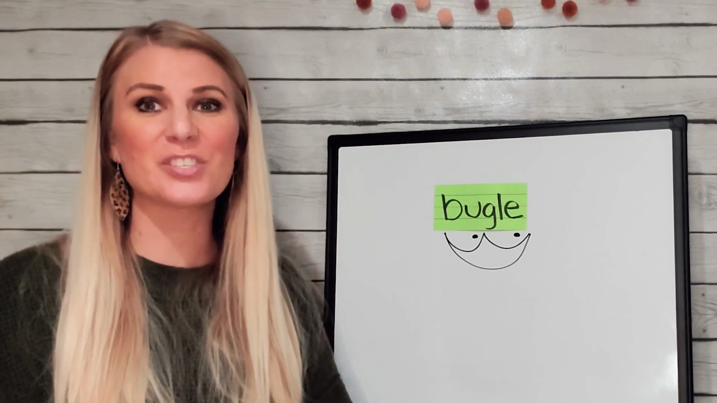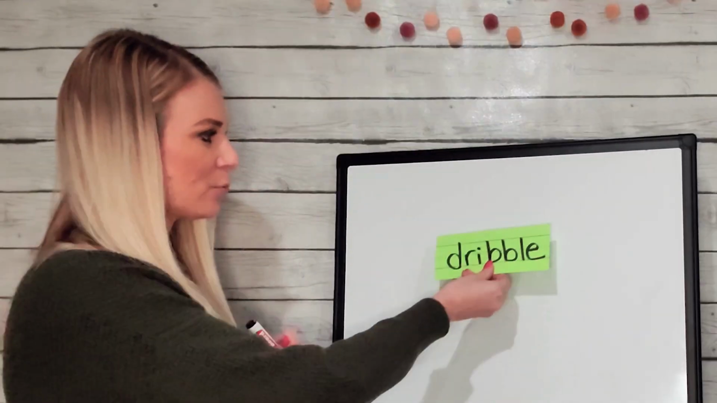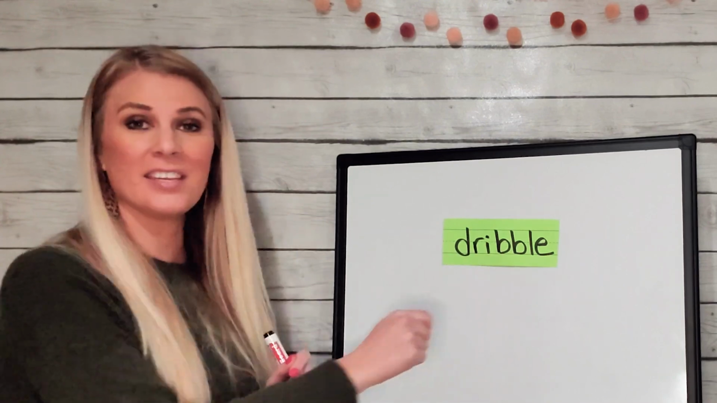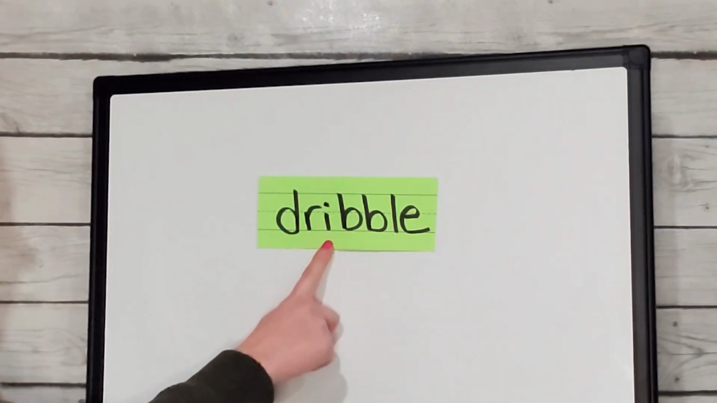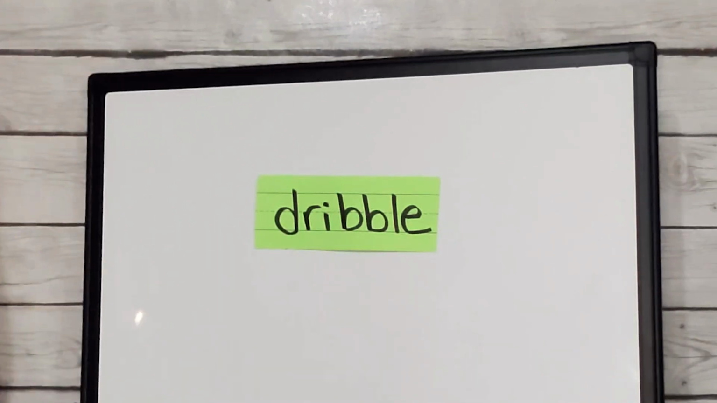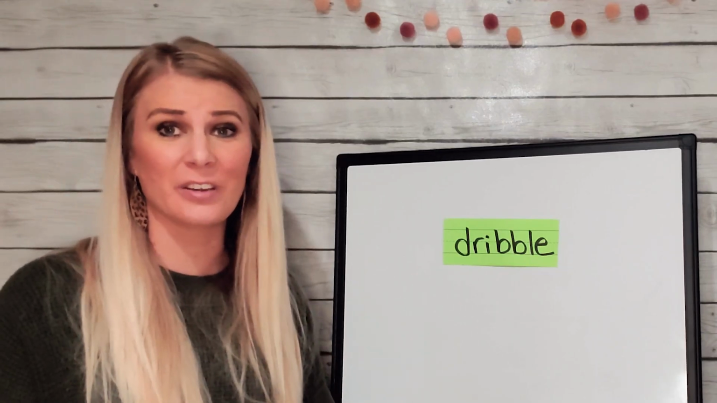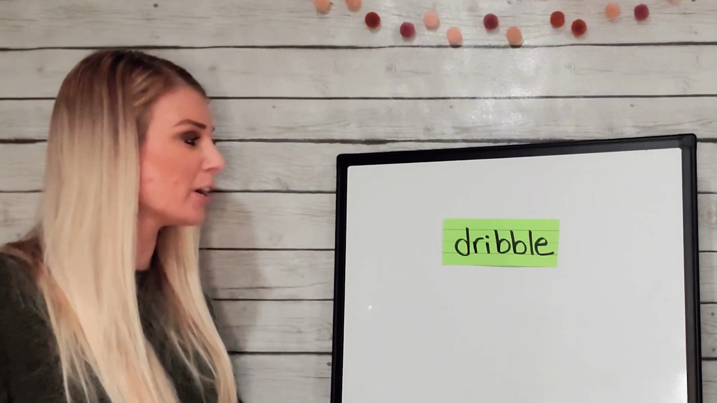And you're getting so good at this, I think you can try this one on your own. Here's our last word. Will you write these letters down on your paper? D, R, I, B, B, L, E. Okay, you know what to do, readers. Go ahead and place a dot under any vowels that you see in this word.